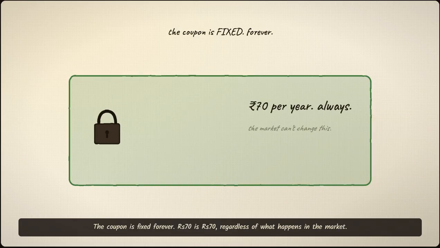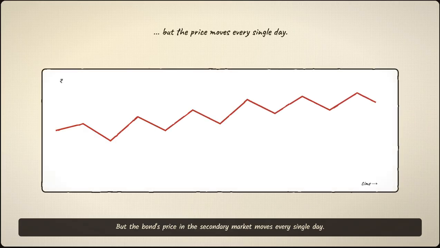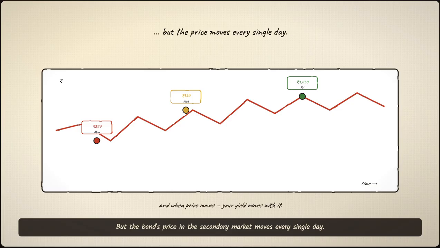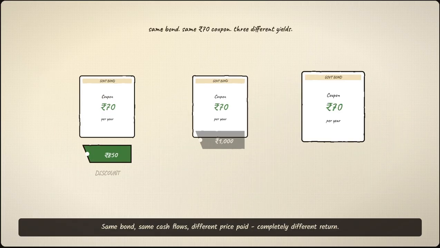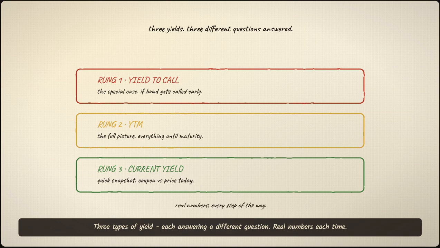Here's the thing to remember. The coupon is fixed forever. 70 is 70 regardless of what happens in the market. But the price of the bond in the secondary market moves every single day. And when the price moves, your effective return, your yield, moves with it. Same bond, same cash flows, different price paid, completely different returns. There are three types of yield we are going to calculate today, each answering a slightly different question. Let's go through them one by one with real numbers each time.